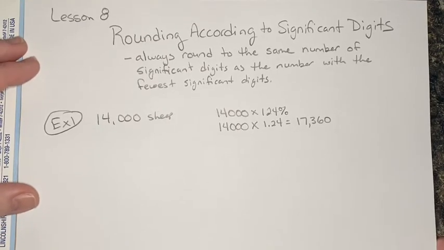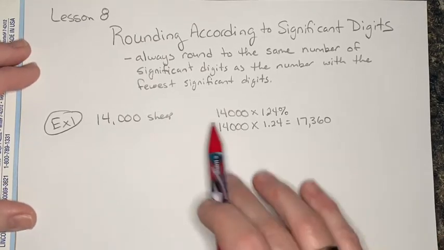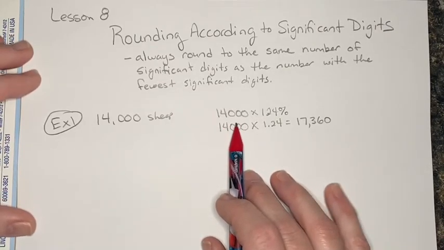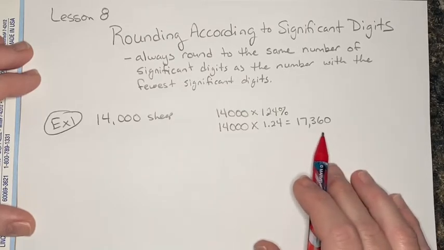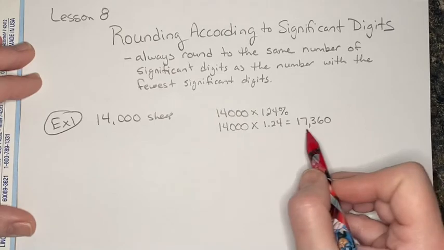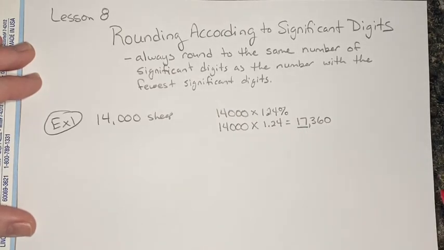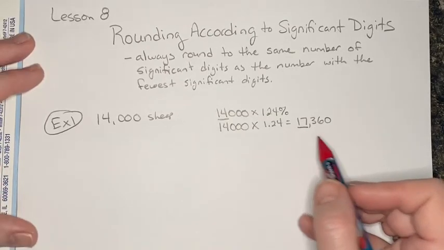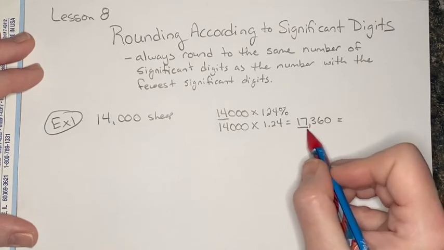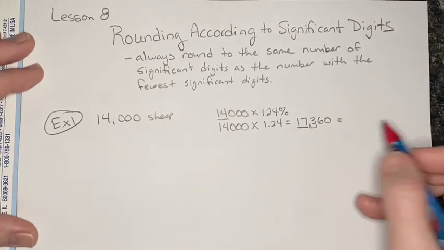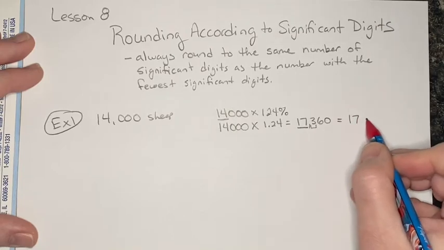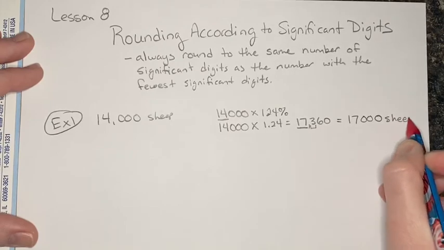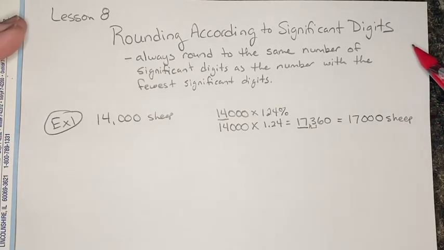All right, our original number, 14,000, has only 2 significant digits. Okay, so when we're rounding based on significant digits, we want our 17,360 to only have 2 significant digits. Here we have 2 significant digits. Our answer should contain 2 significant digits. So when we round this, we're going to round this 7 based on this 3. Okay, that tells us that Job had approximately 17,000 sheep. Right, and that's how we round according to significant digits.